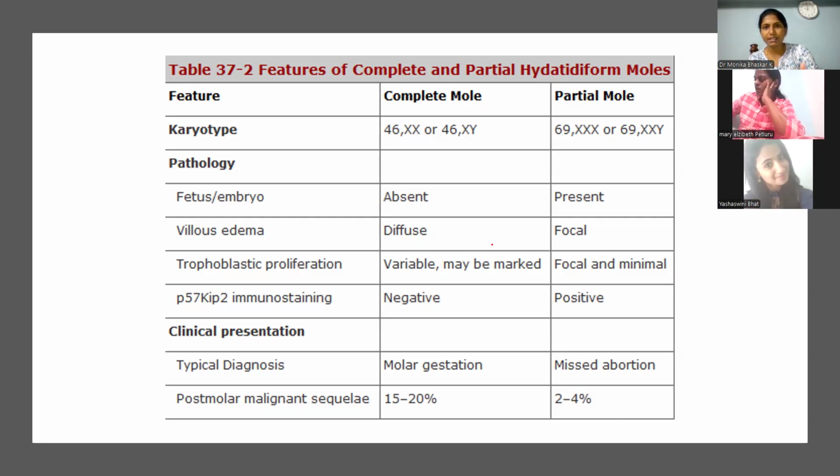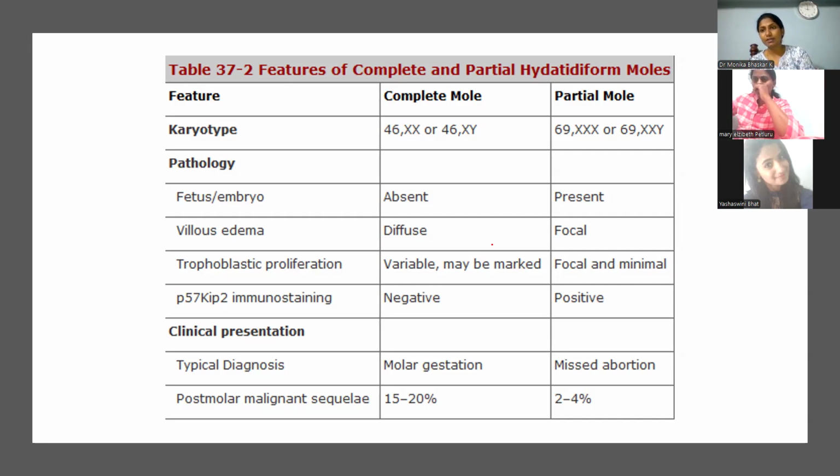Coming to the pathology, in a complete mole, the fetus is absent, but in a partial mole, the fetus is present. In a complete mole, the villus edema, or the trophoblastic villi, will have diffuse trophoblastic proliferation, but in a partial mole there is focal trophoblastic proliferation. In a complete mole the proliferation will be variable and might be marked in some cases. That is why there is huge distension of the uterus even in earlier gestations. But in a partial mole, it is usually focal and very minimal.